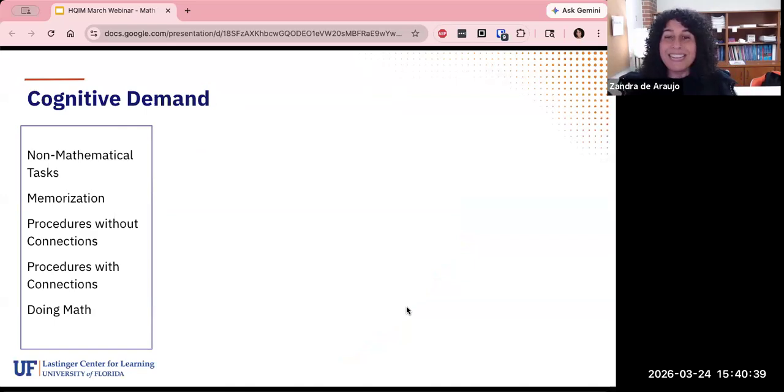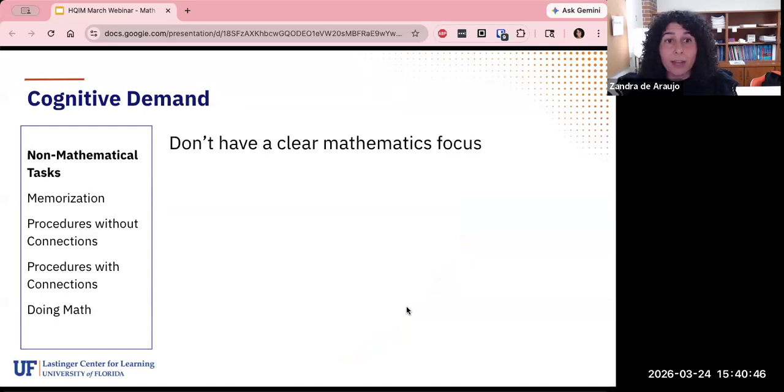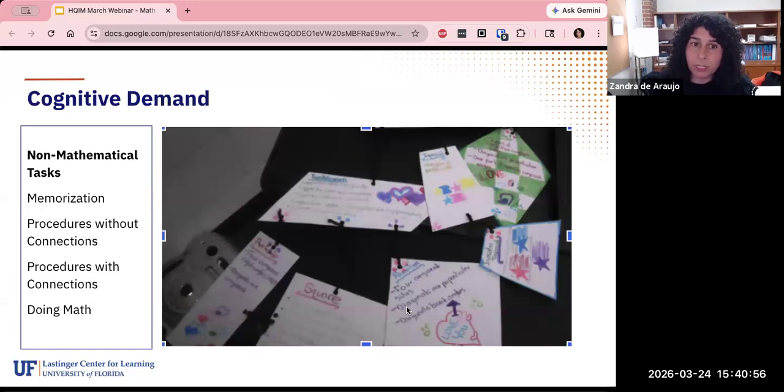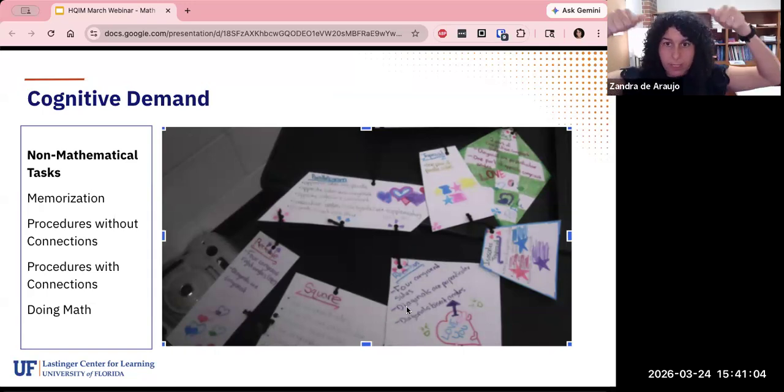I'm going to start with non-mathematical tasks. There are a lot of tasks that start out and look mathematical, but actually they're not really mathematical. They don't really have a clear math focus, or that focus gets lost as students implement it. So I like to give this example. This is from my dissertation study. There was one teacher, and this task started out as mathematical. They were making mobiles, like the things you hang over a crib, and they were making them in the shapes of quadrilaterals, and they were putting the properties of quadrilaterals on them, and then pictures of them, etc.